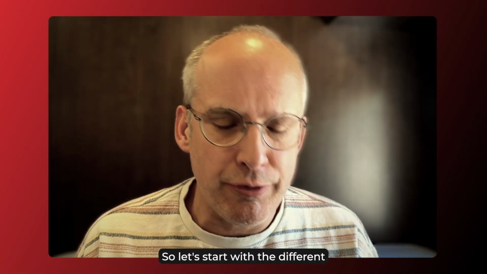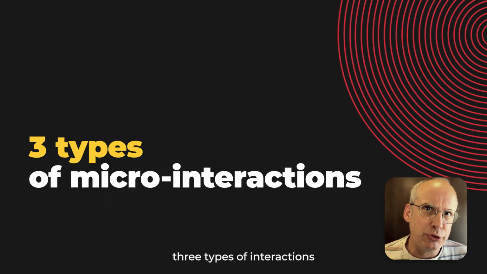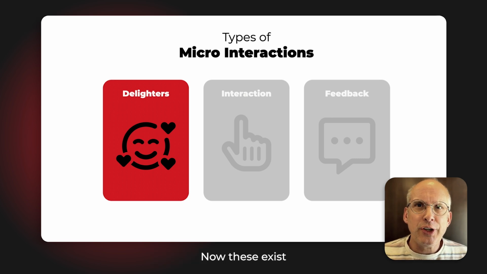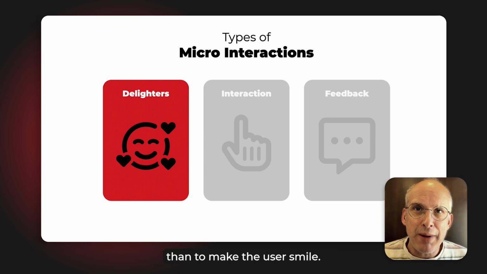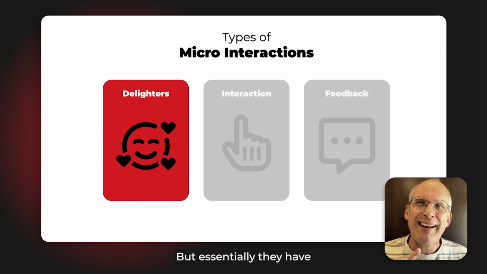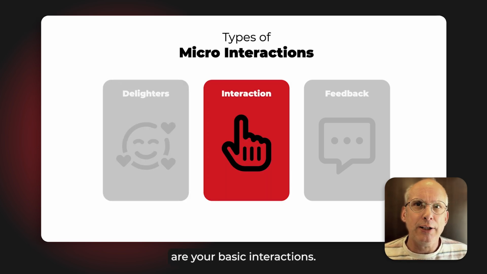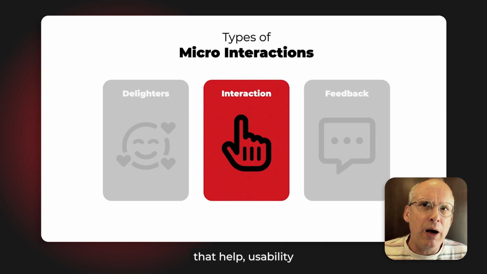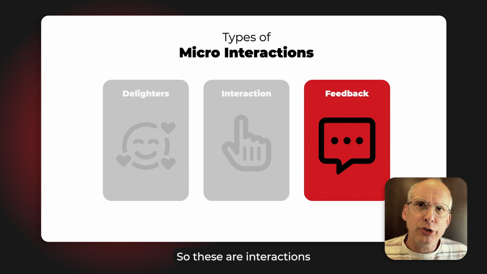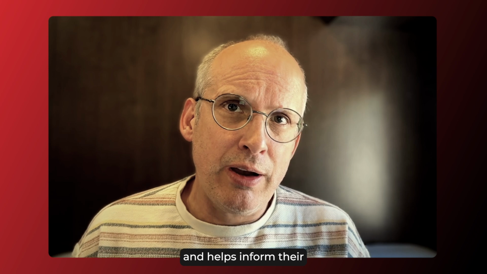So let's start with the different types of interactions that are available. Well, there are basically three types of interactions you will encounter regularly. The first are what I call delighters. Now, these exist for no other reason than to make the user smile. And I'll talk about why that matters in just a moment. But essentially, they have no practical application. Then the second type are your basic interactions. These are the kinds of things that help usability within your website. And the third are feedback. So these are interactions that feed back information to the user and helps inform their further interactions.